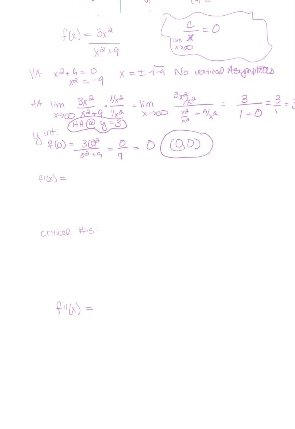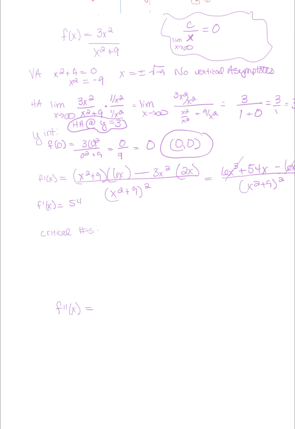All right, now our first derivative. Here we go, we're going to have a quotient rule derivative, so that's going to be the bottom squared. Then we take the bottom as it is, times the derivative of the top, minus the top as it is, times the derivative of the bottom. And we'll put that all together, and we're going to get 6x cubed plus 6 times 9 is 54x minus 6x cubed over x squared plus 9 squared. Well, we see here that those will go away, and we'll end up with f prime of x equal to 54x over x squared plus 9 squared.